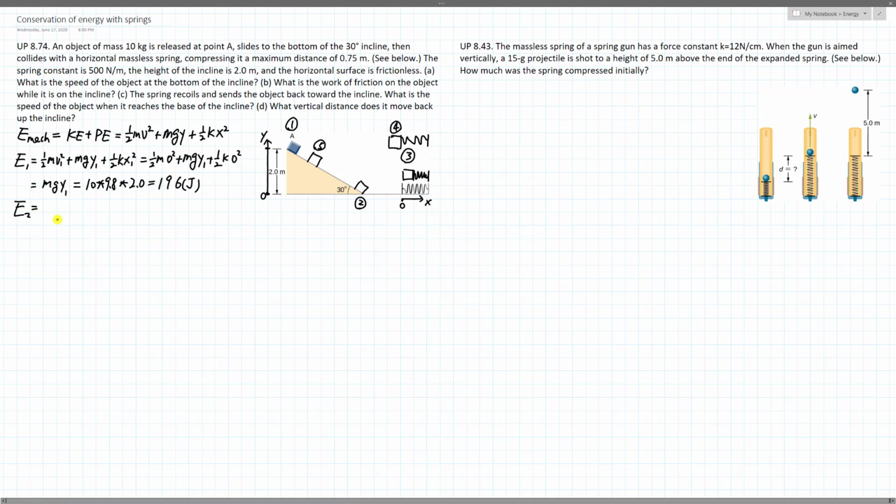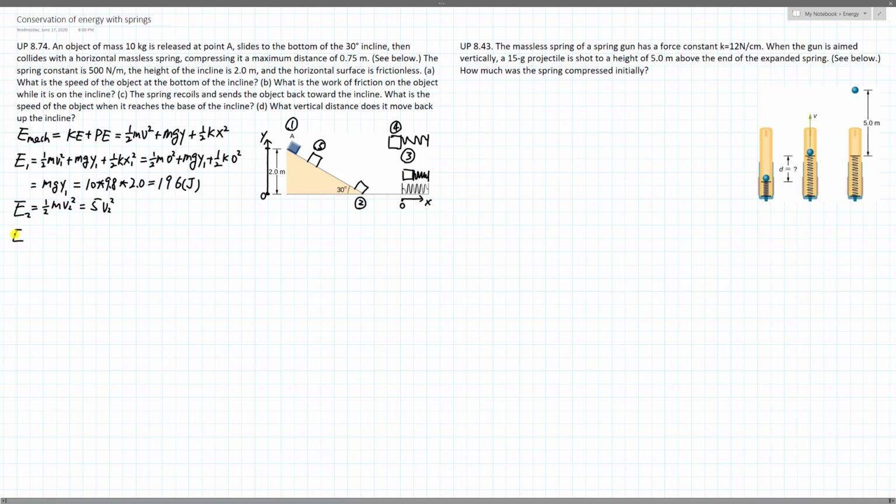Mechanical energy 2. Now we'll have all these terms. We're down here. We have velocity, we have 0 height, we have 0 compression. So it is 1/2 m v2 squared. I'm skipping this whole thing. So 10 kilograms and a half, so 5 v2 squared. Okay, so let's keep on moving to the right and compressing all the way.